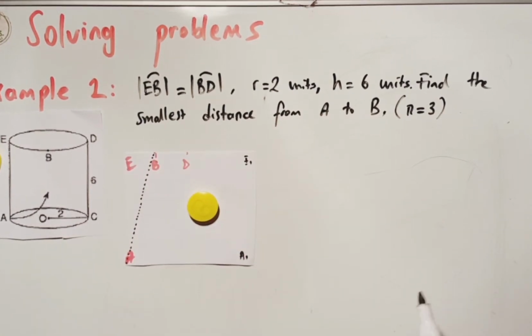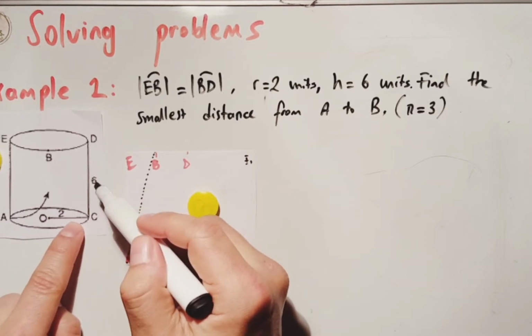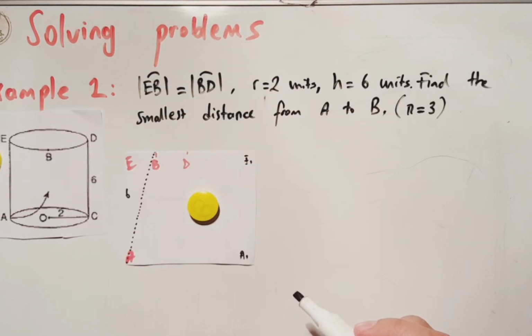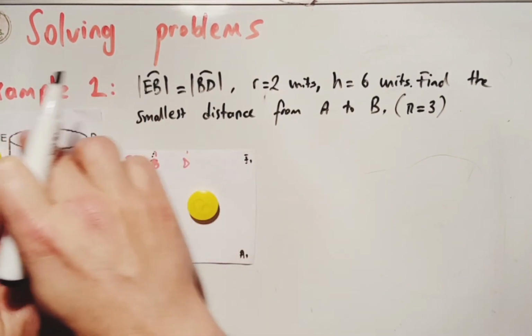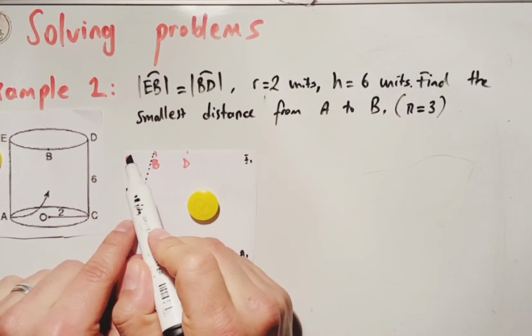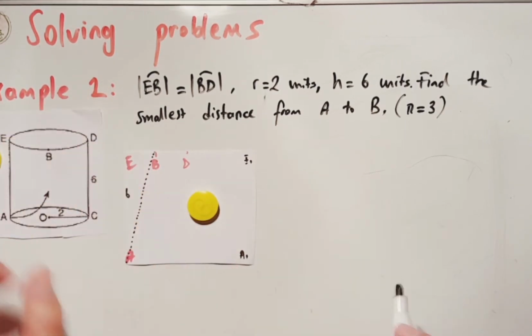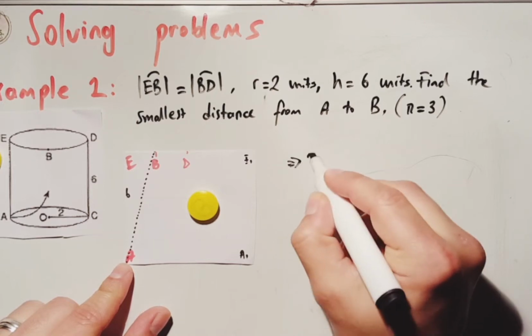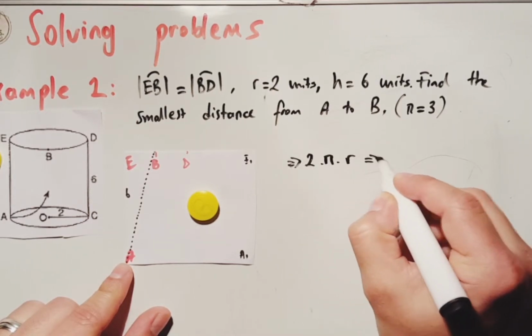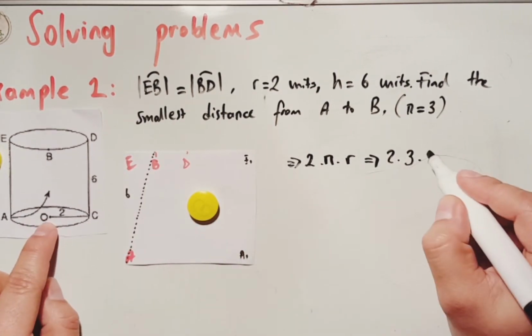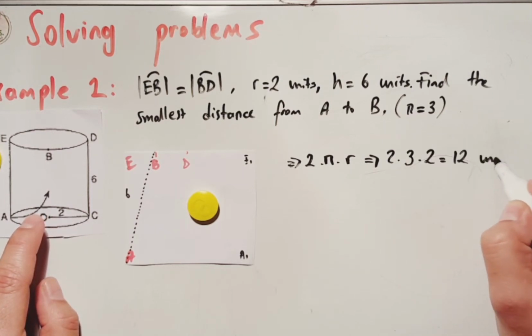Okay, we know the length of CD is 6 units, also AE is 6 units. We found the length of AE. All we need to do is find the length of EB. But we know this, when we open this circle, we will get this length from E to E1 and A to A1. So how can you find the circumference of the circle? 2 pi times r. So 2 times pi is 3 and the radius is 2. So it's going to be 12 units.